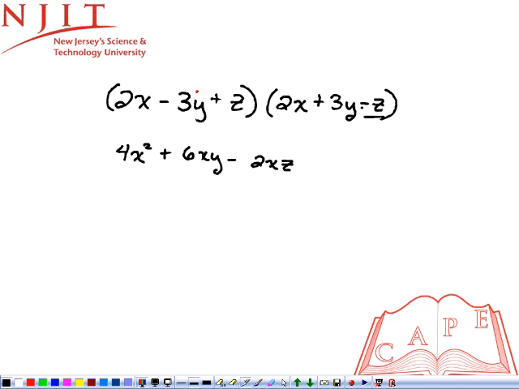We have a 3y, a minus 3y actually, so let's not forget that, times the 2x. And all we get there is a minus 6xy. I like to make sure I put the variables in alphabetical order, but that's just me. If you don't need to do that, you don't have to. Next is the minus 3y times a positive 3y. A minus times a plus is still a minus. And then you have a 9y squared.